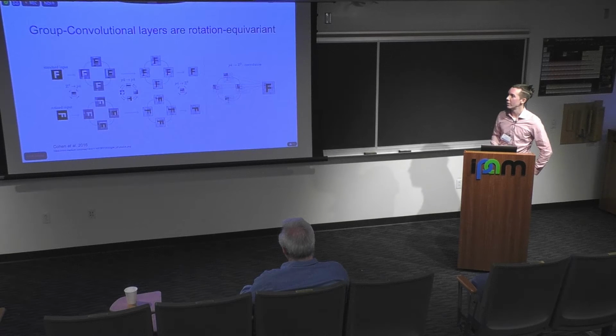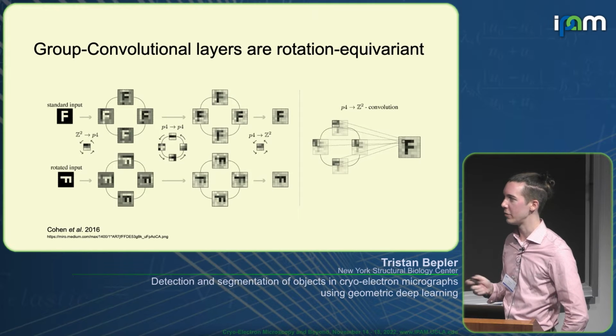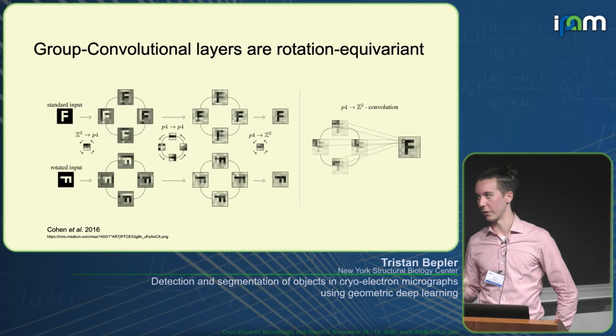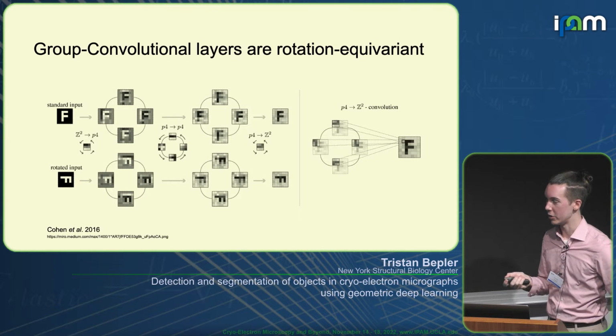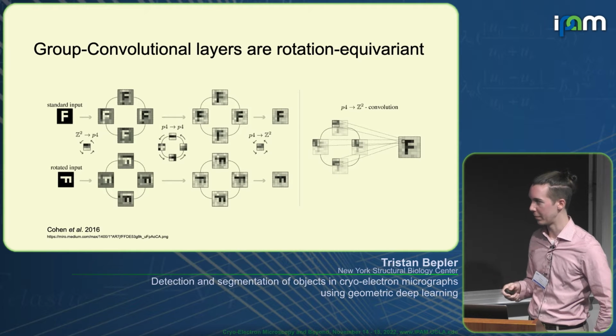So that's the challenge. So enter group convolutions. There's been quite a bit of work in the ML field on thinking about how we can actually design convolutional neural networks that are invariant to rotation and some other interesting transformations like flipping.